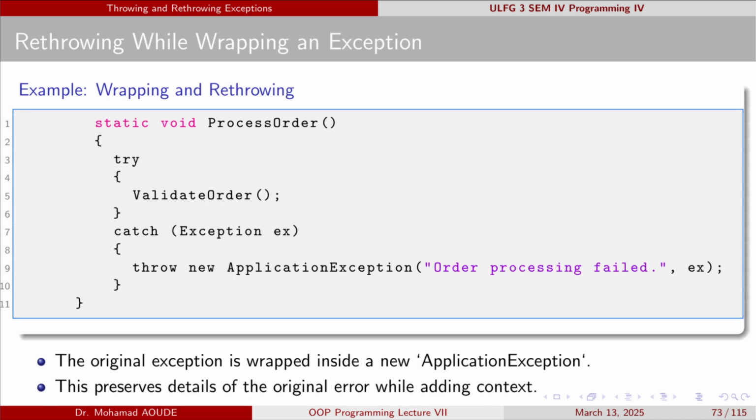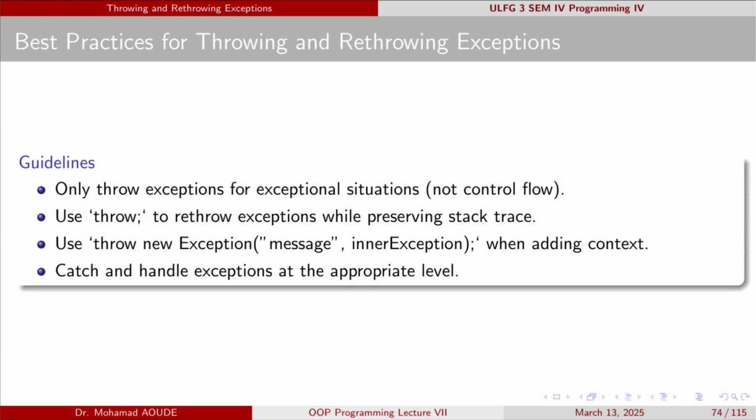You can also wrap an exception with additional context, for example, catching a lower-level error and throwing a new ApplicationException while preserving the original as InnerException. This helps add semantic meaning and traceability. Guidelines. Only throw for exceptional conditions, not control flow. Use throw to rethrow without losing stack trace. Use throw new Exception(msg, inner) when adding context. Always handle exceptions at the appropriate layer. Don't catch everything too early.